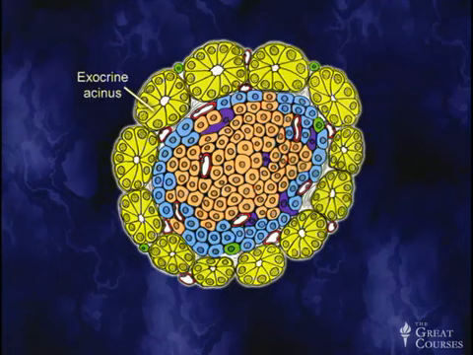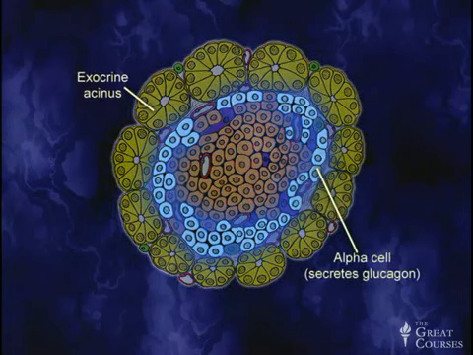And the first cells we want to look at here are called the alpha cells. And these are pictured in light blue. They represent approximately 20% of the islet cells. Okay, you can see here roughly a fifth.